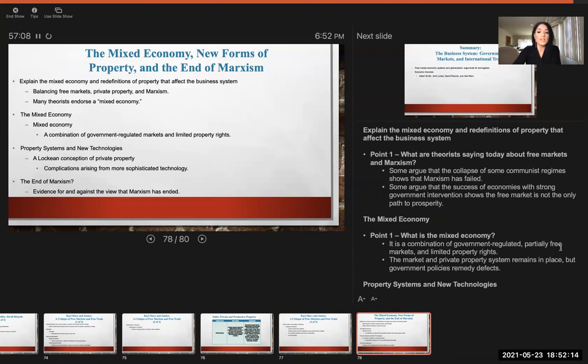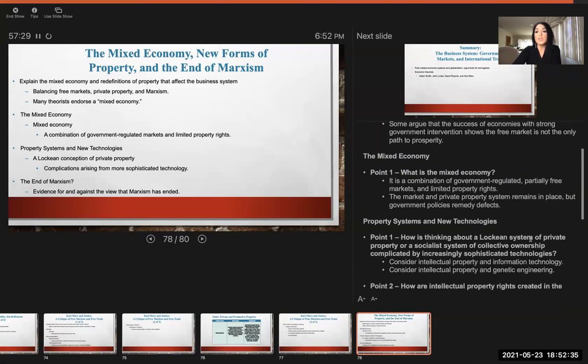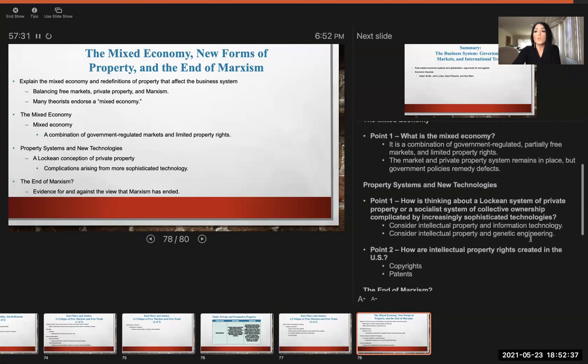And our final aspects come down to the mixed economy, new forms of property, and the end of Marxism. We look at what the theories are saying today about free markets and Marxism. Well, some argue that the collapse of some communist regimes showed that Marxism has failed. Some argue that the success of economies with strong government intervention shows that the free market is not the only path to prosperity. So what is a mixed economy?